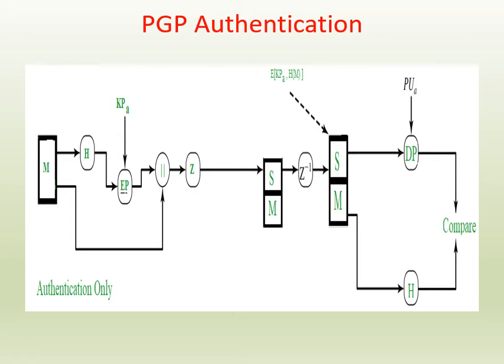KR suffix A is the private key of user A used in the public key encryption process. PU suffix A is the public key of user A used in the public key encryption process. PU suffix B is the public key of user B used in the public key encryption process. || is a concatenation, Z is a compression function, and Z raised to minus 1 is a decompression function.